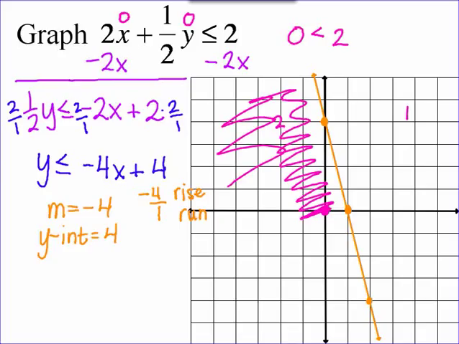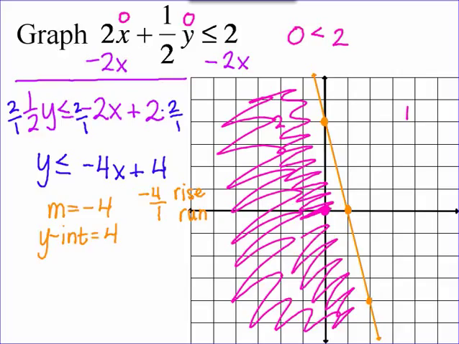So region 2 is if it's true and region 1 is if it's false. You shade if this is a true statement. If that is true, you will shade the side with 0, 0. If that is false, that means 0, 0 doesn't work, so you've got to shade the other side. You always use 0 to plug in.